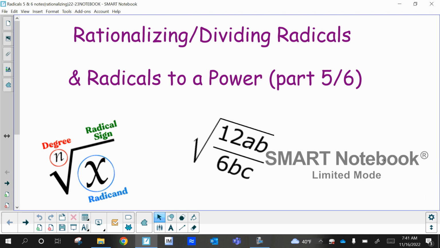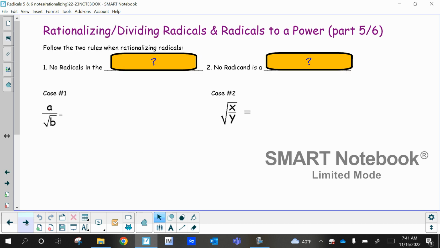All right, this is our last section for radicals. This one we're going to be dividing radicals. Another way to say that is rationalizing. And then we're also going to raise some radicals to a power. So here we go. First, we're going to start off with rationalizing and dividing.